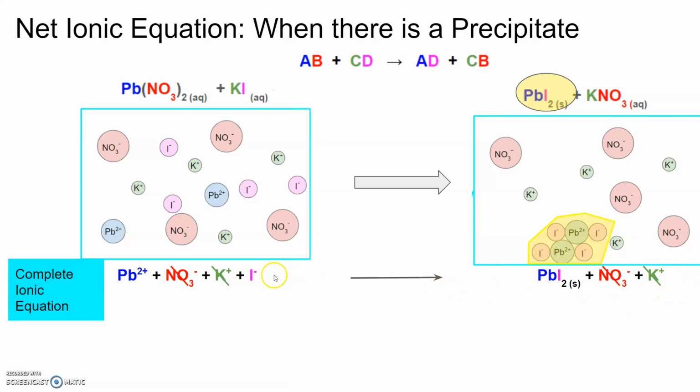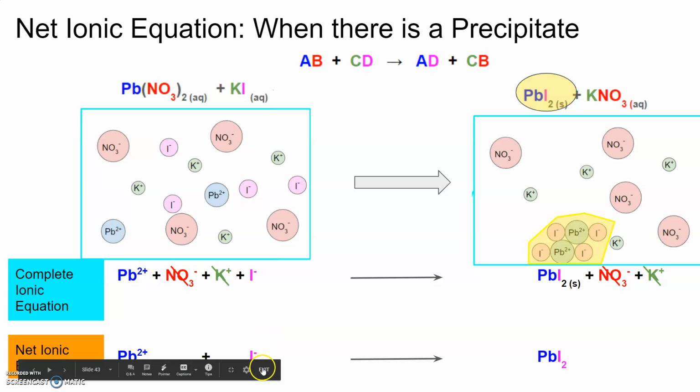Now, can I cross out anything else? Well, no, because you have lead ion and iodide ion, so you can't cross those out, because on the other side, it's a solid, it's not an ion. And then what's left will be my net ionic equation. So what I have left is my lead ion, my iodide ion, and then my lead iodide, which is my precipitate, my solid.